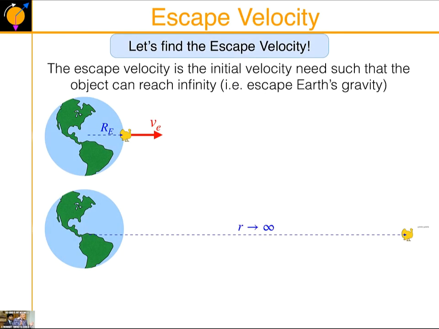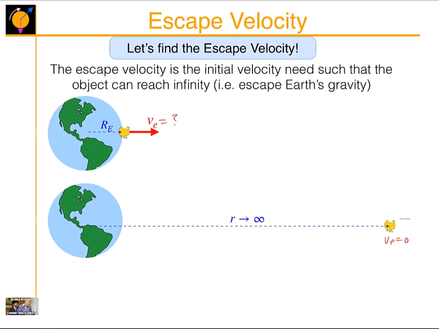So let's calculate the actual escape velocity. Here we have a turkey on the surface of the Earth, and I want to launch it with an initial speed. How much speed do I need to give it, its initial escape velocity, such that when it's really, really far away, it just barely comes to rest? It's got just enough energy to escape Earth's gravity, so v final here will be zero. We want to find this escape velocity.